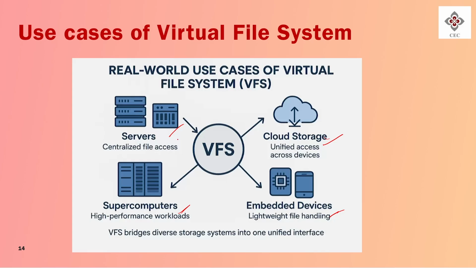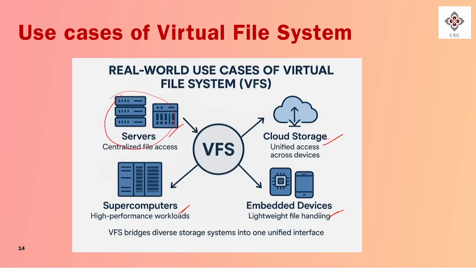So, supercomputers can access the server, embedded devices also can access the server, cloud storage also can access the server. We can also access from the cloud data. So, the ultimate objective of this diagram is that the server has multiple file systems, and all of them can be accessed by any type of device with the help of the intermediary virtual file system.